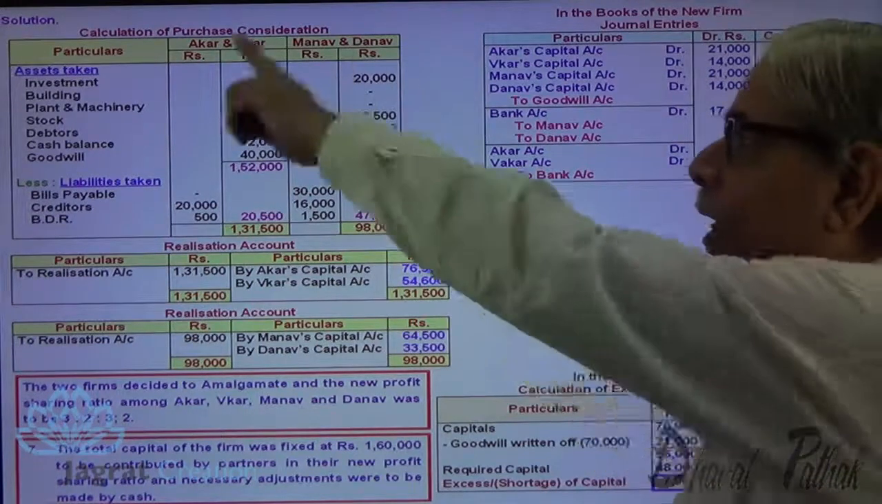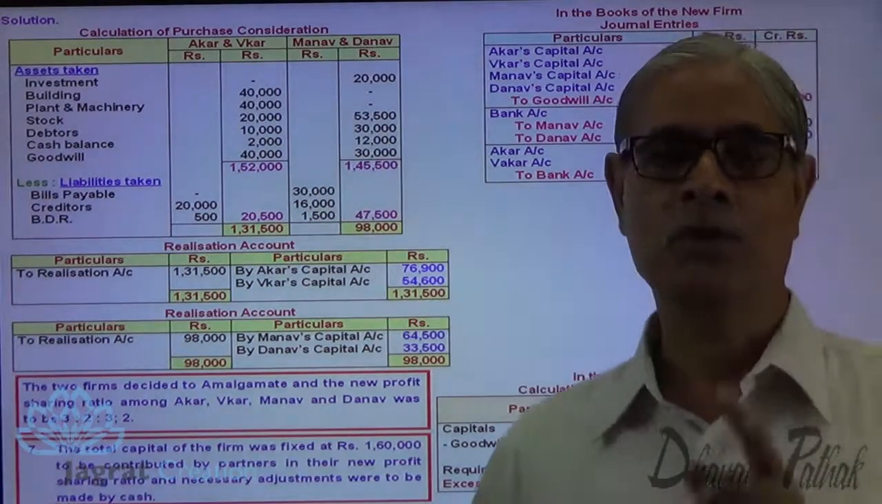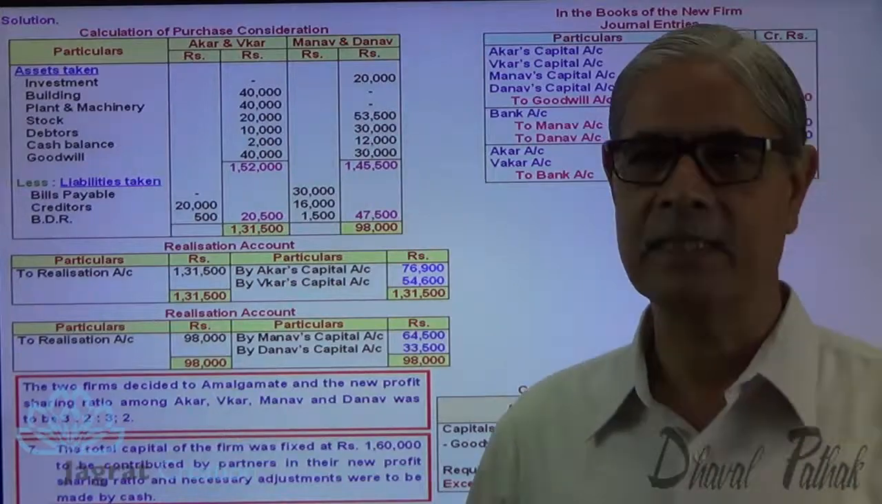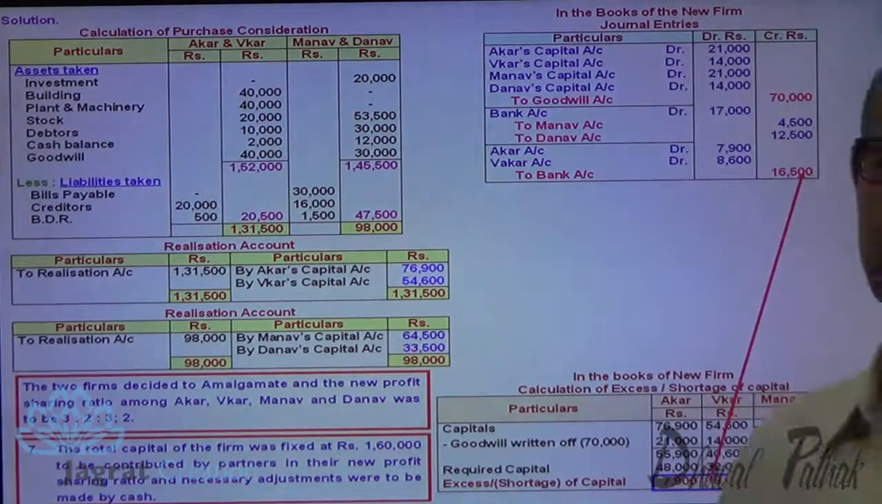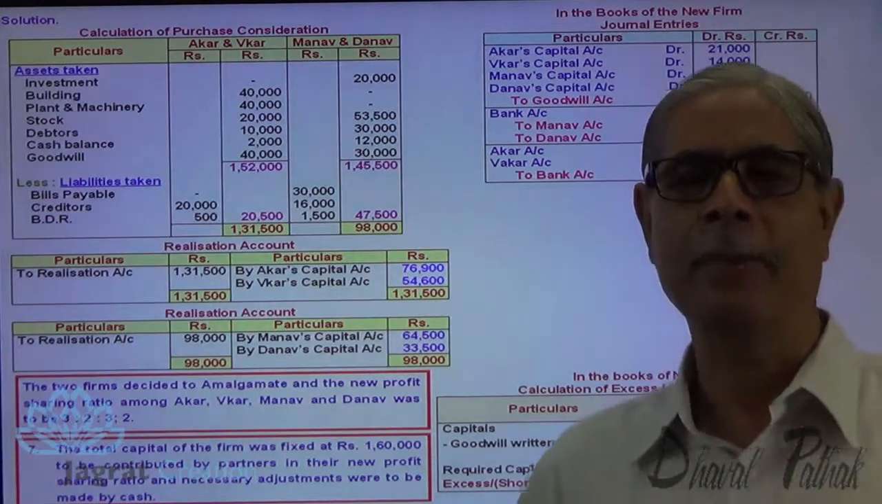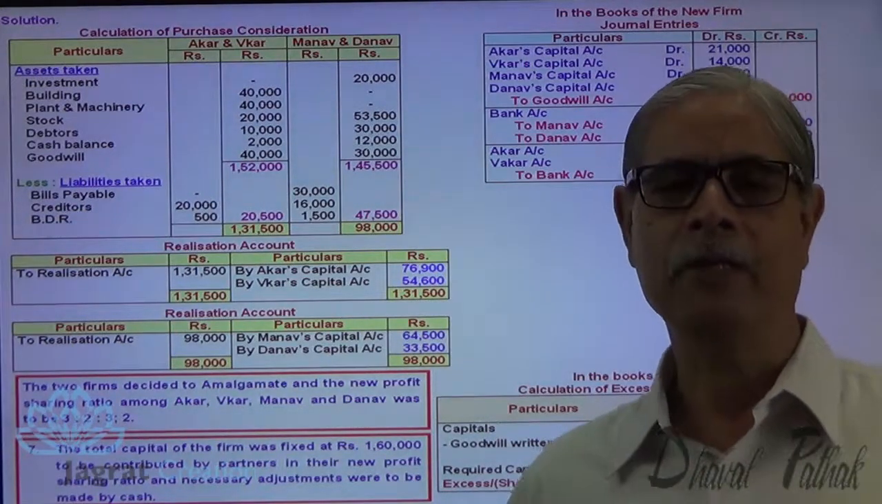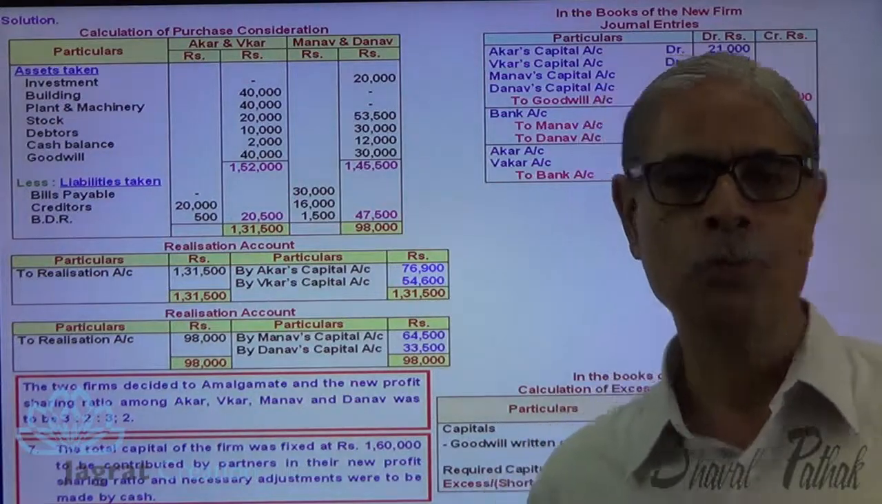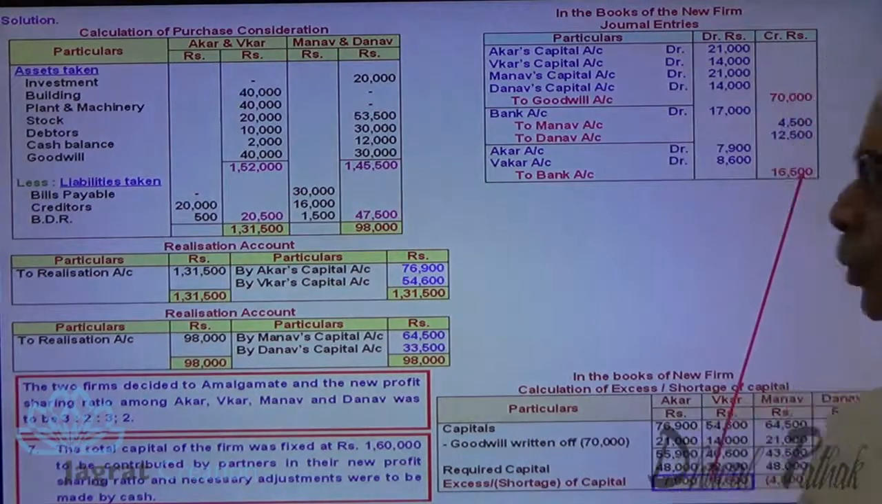So first of all, I have written the journal entries. Three to six are the journal entries for purchase of business. Then I wrote the entry for goodwill being written off. And these are the entries recorded for adjustment of capital as agreed, and for that cash is brought or cash is withdrawn to maintain the capital in the profit sharing ratio.